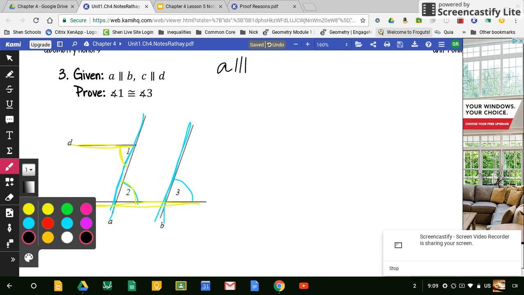A is parallel to B. That's given. That told us that angle 2 was congruent to angle 3. And a reason here is if two parallel lines are cut by a transversal, then corresponding angles are congruent.